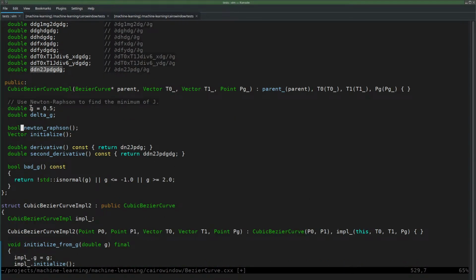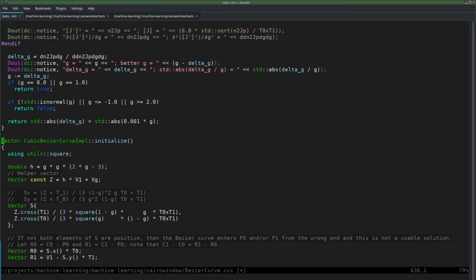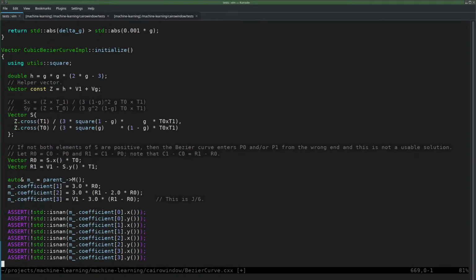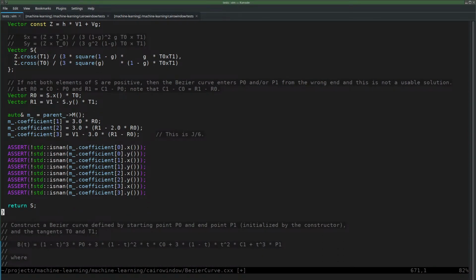Initialize is just using the g to define the return vector, I think. It's basically a const. Recalculates h, and then the rest is just local until we get the answer. Oh, the m is changed. It initializes the Bezier curve itself and then returns a vector.